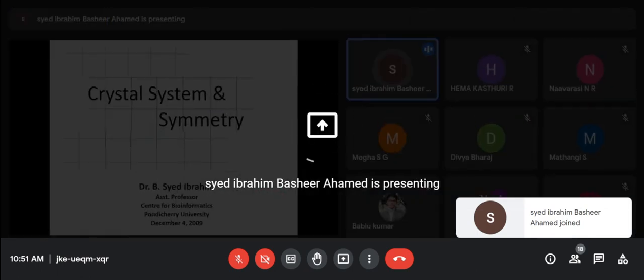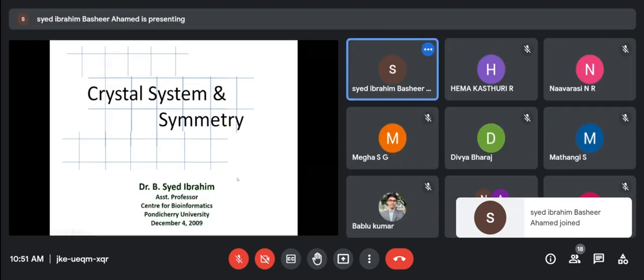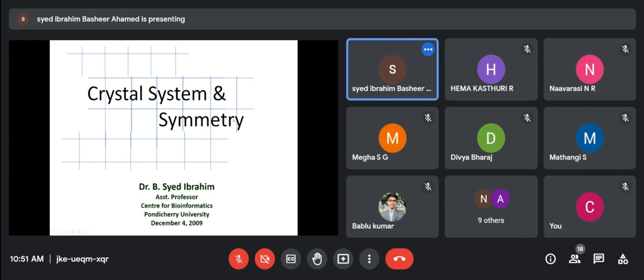Crystal system and the symmetry. As I told you, a crystal has symmetry. What is meant by unit cell? It is the smallest repeating unit, right? The same unit will be repeated n number of times throughout the crystal. That means there is symmetry present in the crystal.